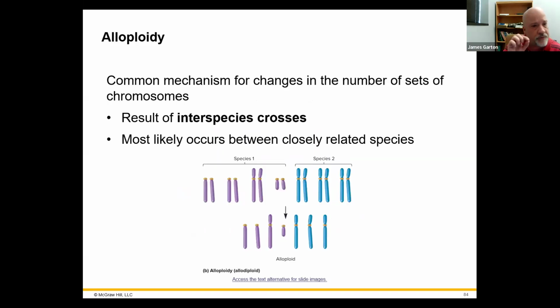And now, if you do something called alloploidy, you can result in crossing two species. In this picture, the individual that would be produced here would be an allodiploid, because the prefix allo means different, but you still have two copies of the chromosomes.